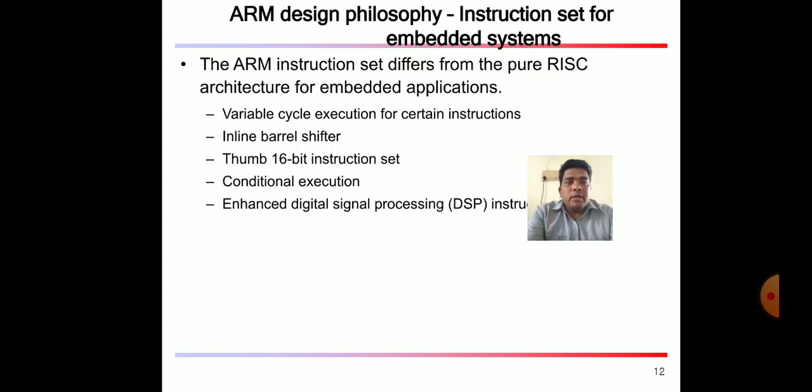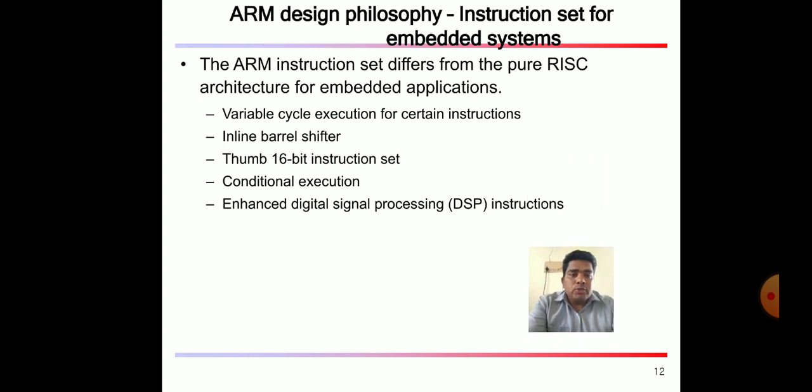And in the ARM design philosophy, the next is the instruction set for the embedded system. The ARM instruction set differs from the pure RISC architecture for the embedded application. The first is variable cycle execution for certain instructions, an inline barrel shifter, and a compact 16-bit instruction set, and conditional execution, and the next one is enhanced digital signal processing.